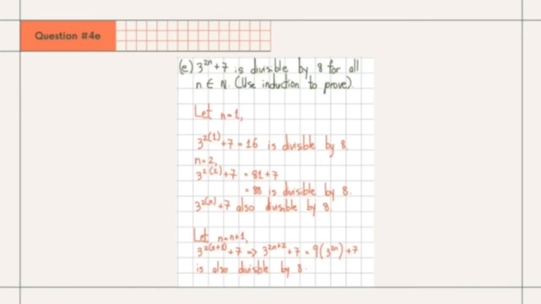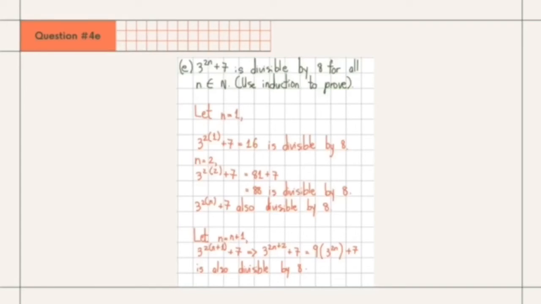As for the next question, which is 3^(2n) plus 7 is divisible by 8 for all n belongs to N, we use induction to prove. How can we solve this question is by letting n equals 1 and we substitute the value 1 into the equation, which is 3^(2(1)) plus 7 equals 16, which is divisible by 8. So we try for the next number, n equals 2, and we substitute 2 into the equation. So 3^(2(2)) plus 7 equals 81 plus 7 equals 88, which is also divisible by 8.